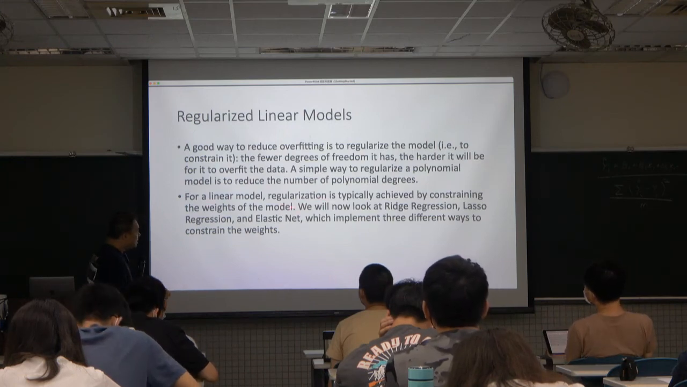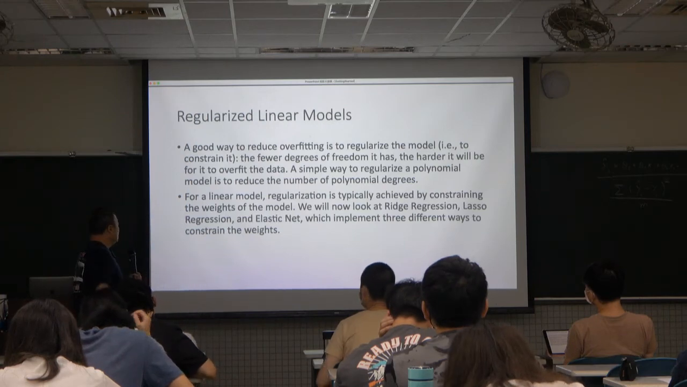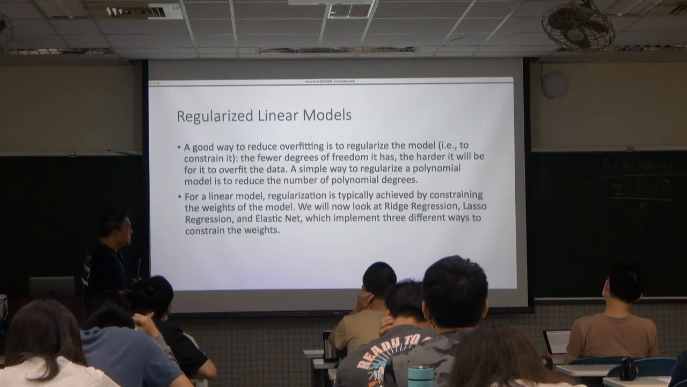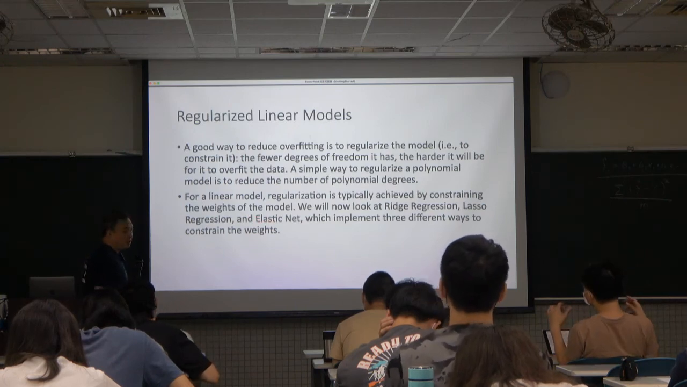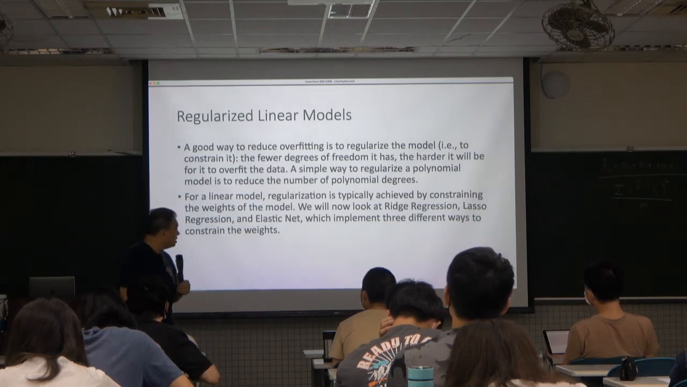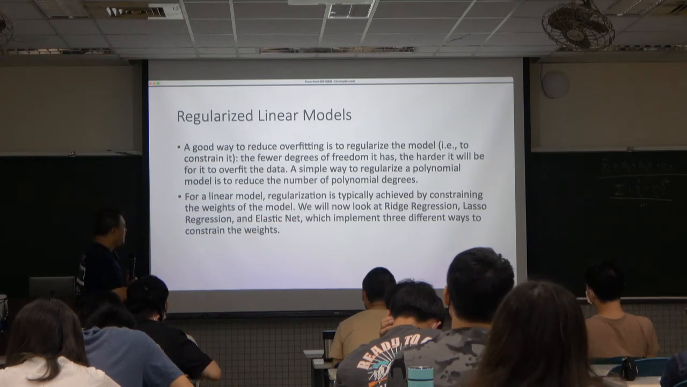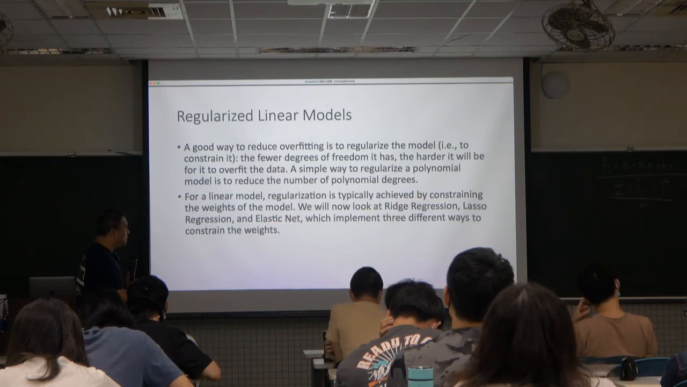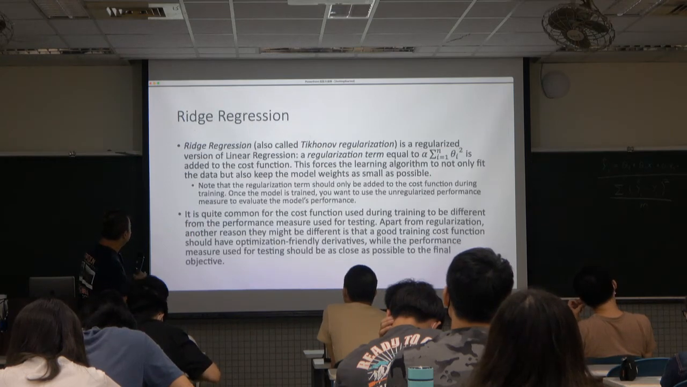The following regularization techniques that I'm going to discuss, especially the first two, ridge regression and lasso regression, which are also called L2 and L1, have been used in many areas, not only machine learning but also deep learning. As for elastic net, you can treat it as a combination of L1 and L2. Basically they are used to constrain the weights. So what are they?